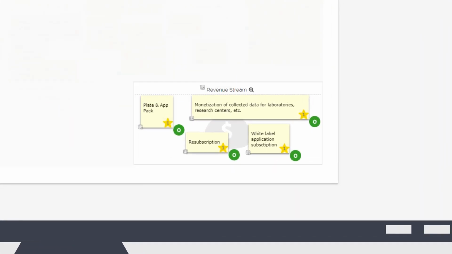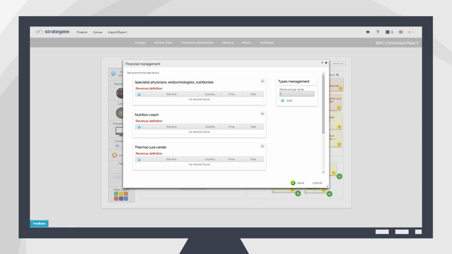On the Strategics platform, you must first create sticker notes for each revenue stream. At the bottom right of each sticker, the bubble opens to a window allowing you to fill in the amount of the different revenues for each customer segment.